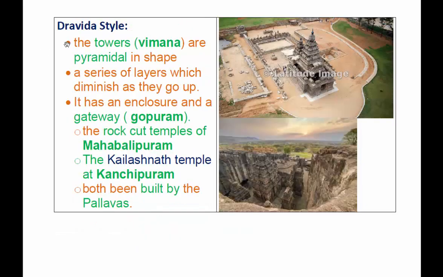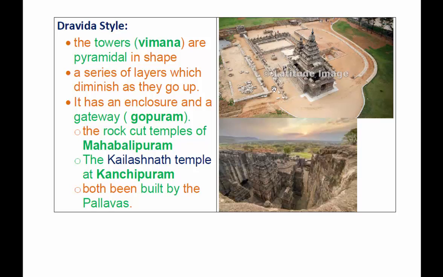And in Dravida style, the towers were usually known as vimana. They are also pyramidal in shape. You can see right here a series of layers which diminish as they go up. The layers of the tower become very small as they go up. And not only that, it has an enclosure and a gateway, which is known as gopuram. On the top of this picture, you can see the gopuram right here. That is the gateway of this very temple.